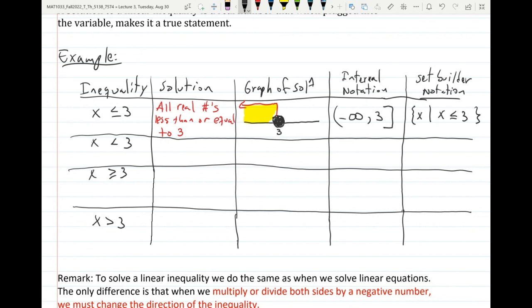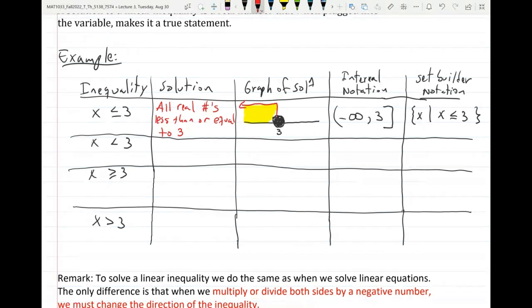And then when you do the interval notation, what do we do here? A parenthesis. The parenthesis means don't include that point. That point is not part of the solution. The bracket tells you include the point. The parenthesis says don't include the point. That's all. So I'm just going to finish filling the table.